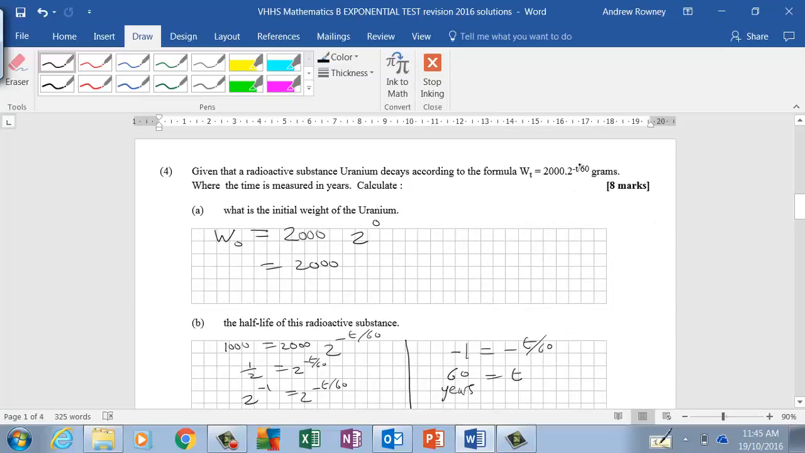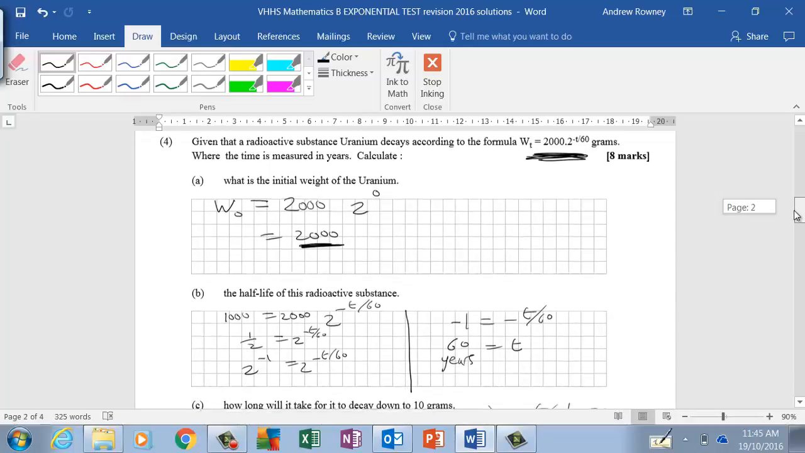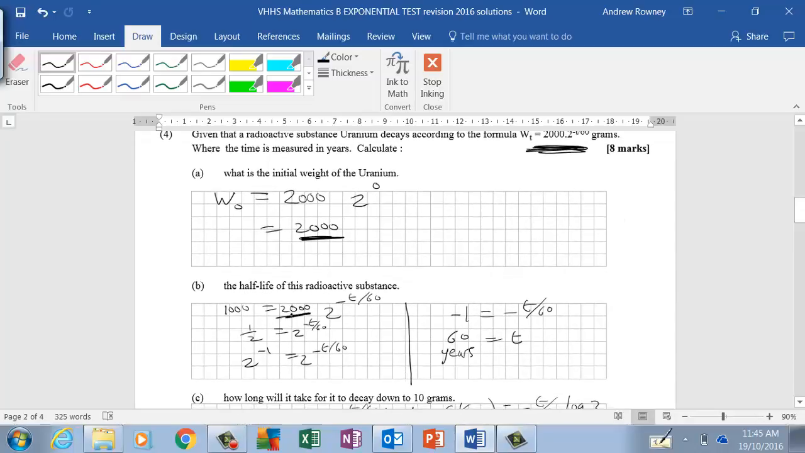Question 4, we're given a decay function here. What's the initial weight? That's the starting point. That's going to be 2,000. It's when t is 0. Then it says find the half-life. The half-life is the time for half of it to decay. So it was at 2,000, and we want to see the time it gets to 1,000. Now when you divide by 2,000, you have a half. So a half equals that.